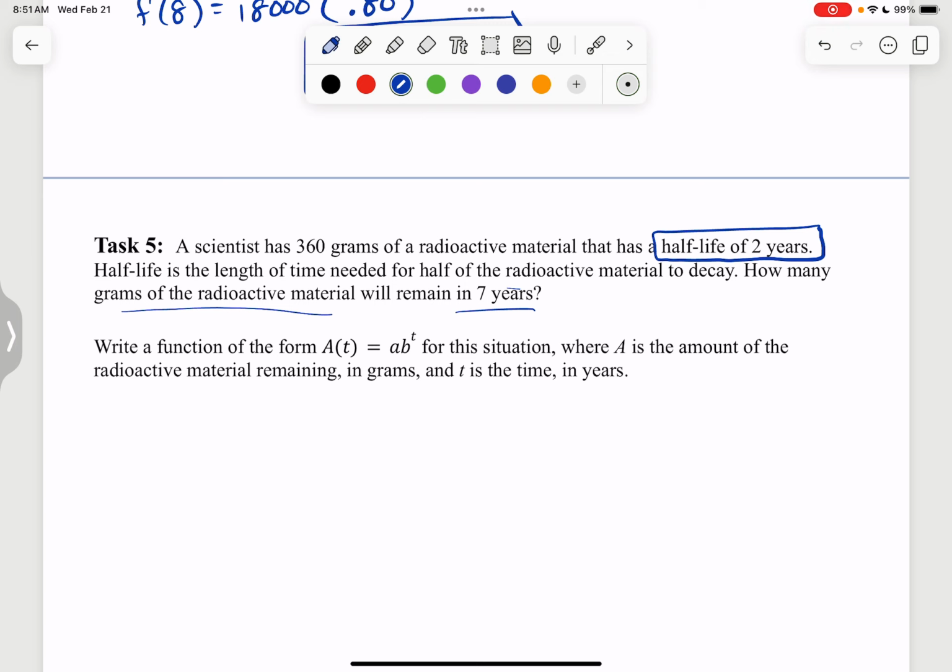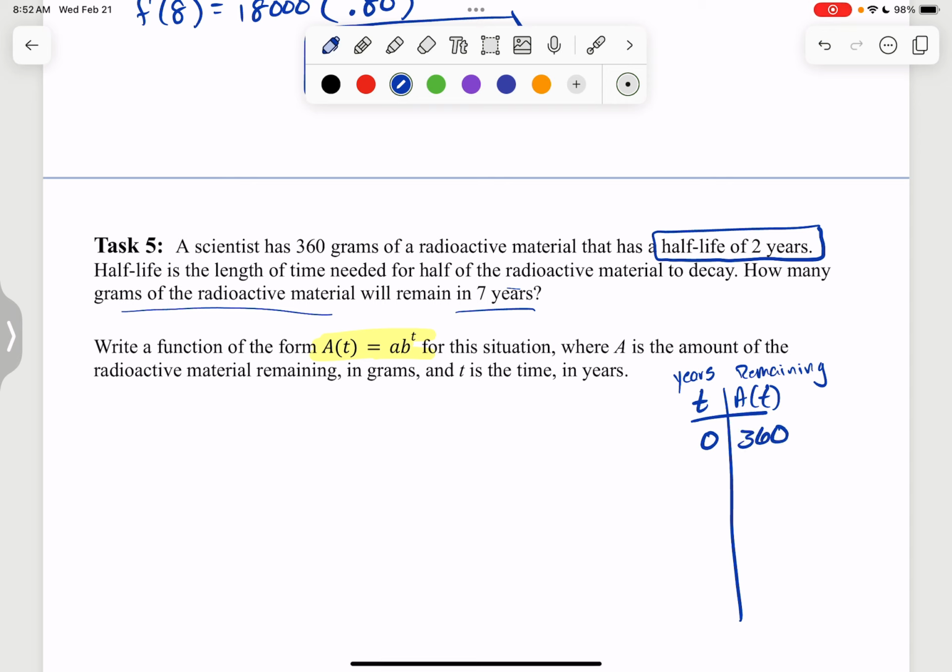So we want to write a function of the form, and they even give us the form to use right here: A of t equals a times b to the t. A is the amount of the radioactive material remaining in grams, and t is the time in years. So I'm going to start by creating a table. Here's my t, time in years, and this is my A of t, which is my amount remaining. At time 0, I have 360 grams.